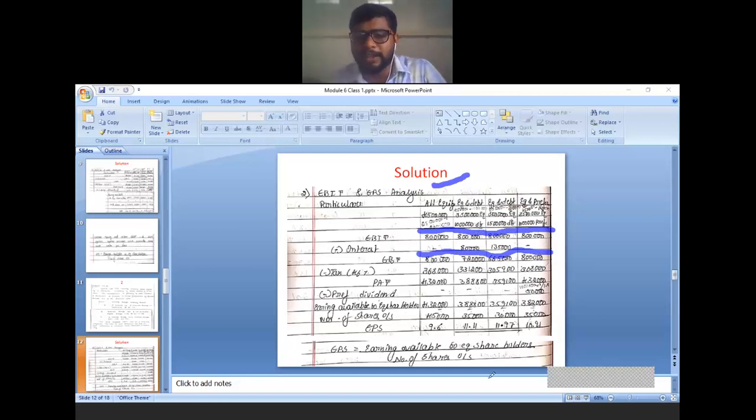Now calculate tax 46 percentage for EBT. 8 lakh into 46 percentage, that is 3 lakh 68,000. So tax calculation, it is a direct calculation. For EBT you have to calculate the tax. So EBT minus tax is equal to PAT, or earning after tax.